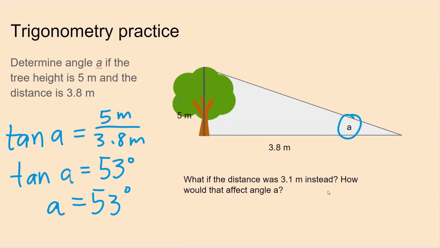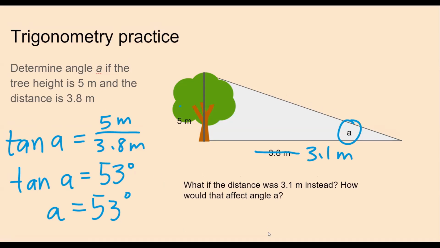And over here, here's another bonus question. Actually, since we have time, let's just do it. If the distance was 3.1 meters instead, how would this affect the angle? So instead of being 3.8, this is 3.1 meters. We're just going to do the same thing with our tan, except this time, instead of dividing the 5 by 3.8, we're going to divide by 3.1. So let's pull up our calculator, do the same thing, second tan, 5 divided by 3.1 is equal to 58 degrees.